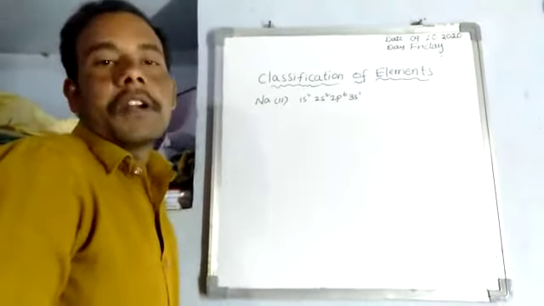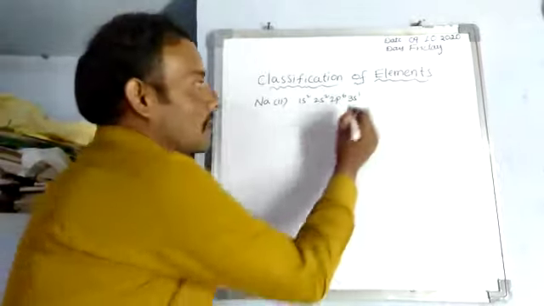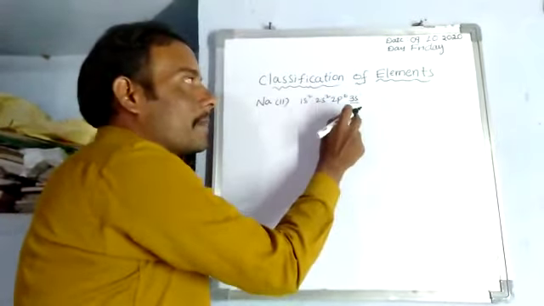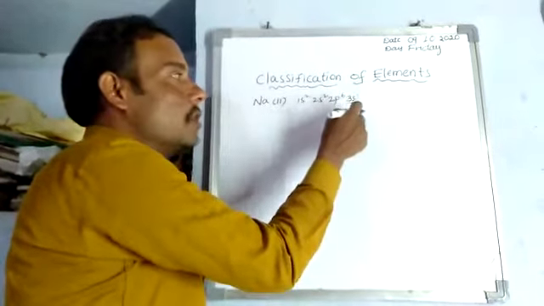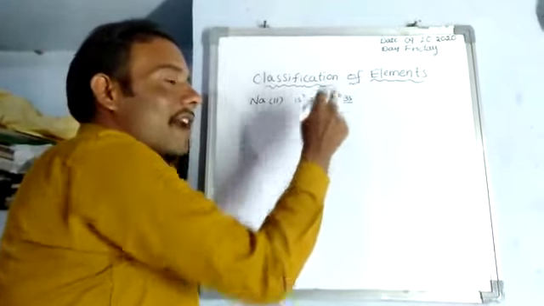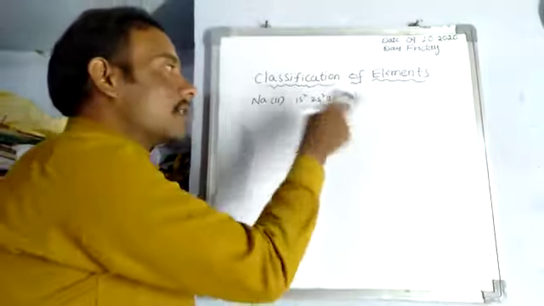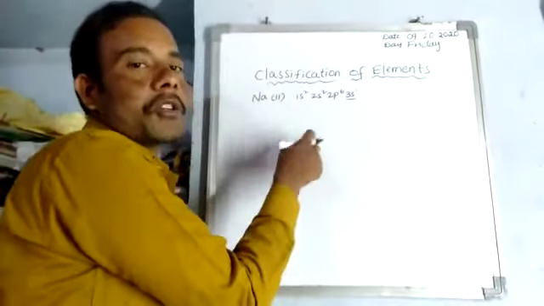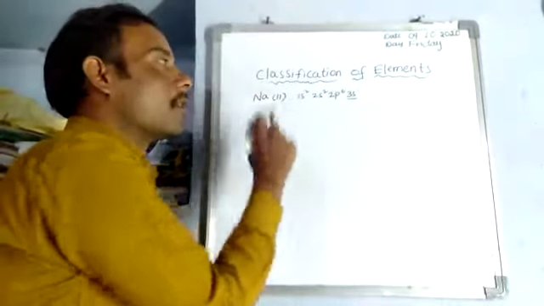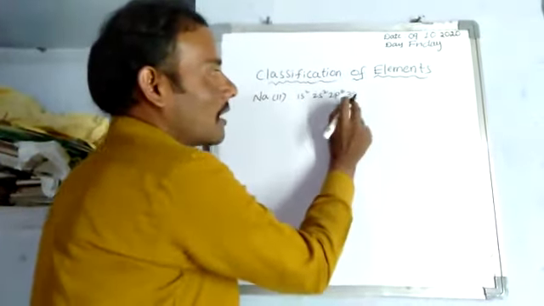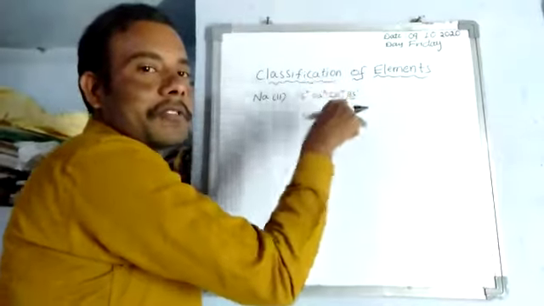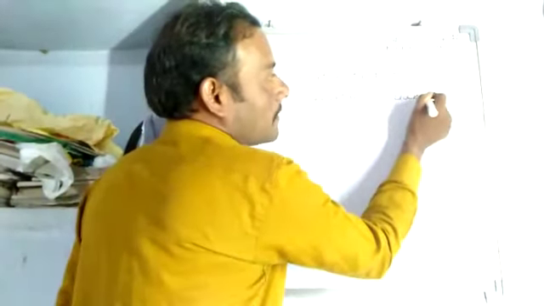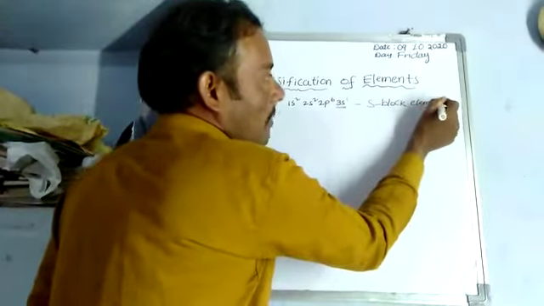Electronic configuration is 1s2, 2s2, 2p6, 3s1. So here the differentiating electron, 3s1, the last coming electron enters into the 3s orbital of the valency shell. So the last coming electron enters into the s orbital. So this belongs to s block elements.